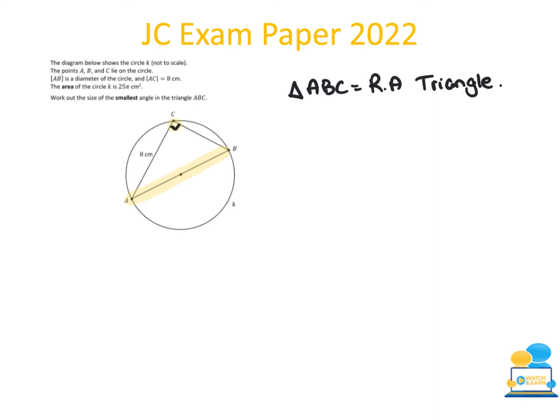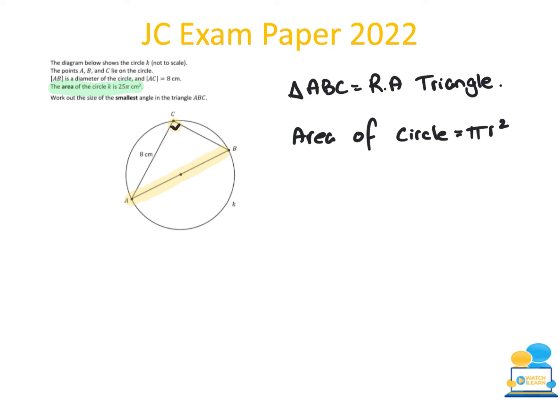Next thing that they tell us is that the area of the circle K is 25 pi centimetres squared. This is important to us because we know that the formula for the area of a circle is equal to pi r squared, and that can be found in our formula booklets.